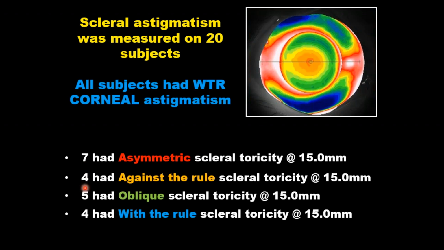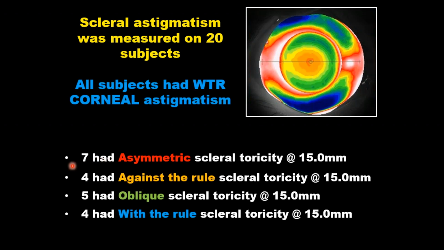4 had against the rule. Remember, these were patients with the rule corneal astigmatism. 5 had oblique astigmatism, and only 4 had with the rule scleral toricity. So 1 in 5 patients actually had a match of their corneal and scleral toricity. So what does this all mean to you?